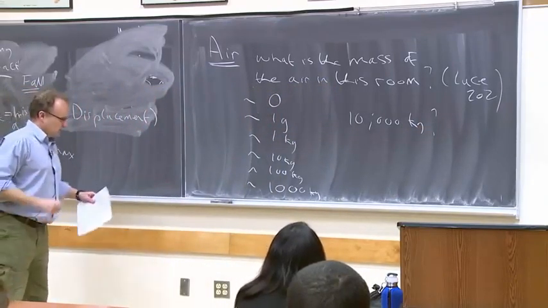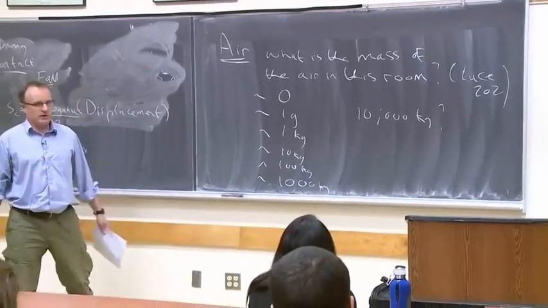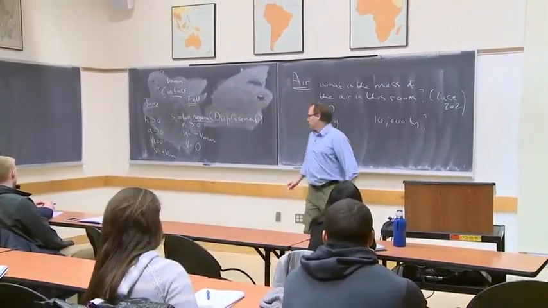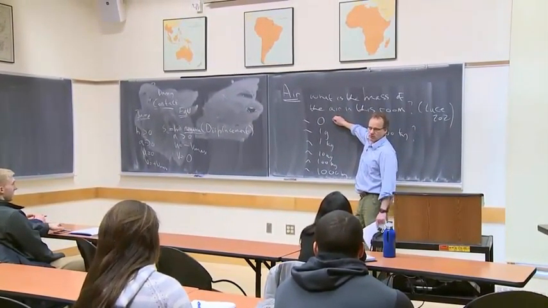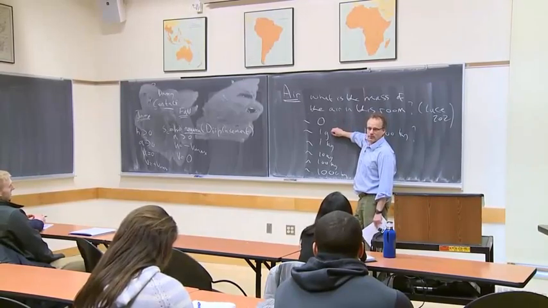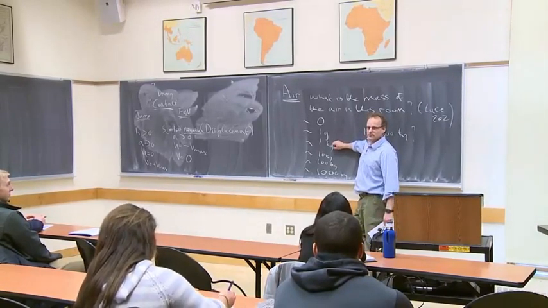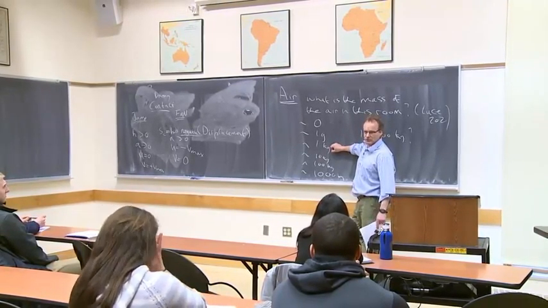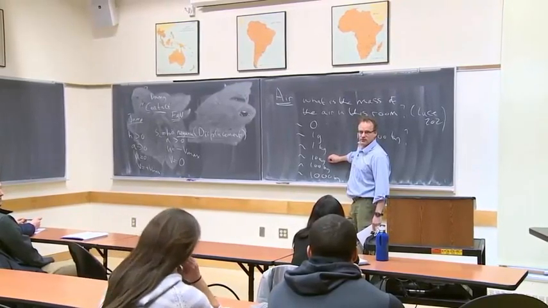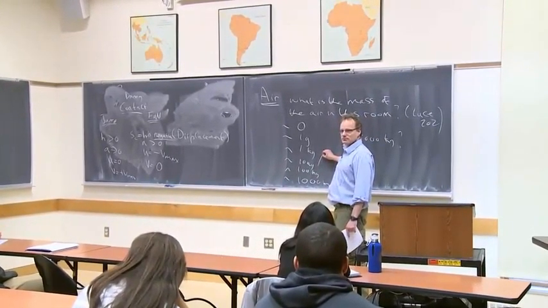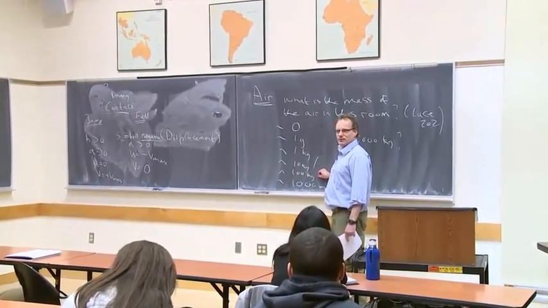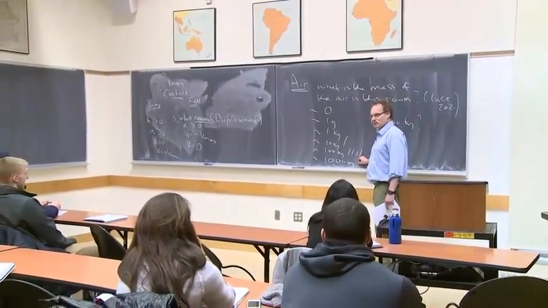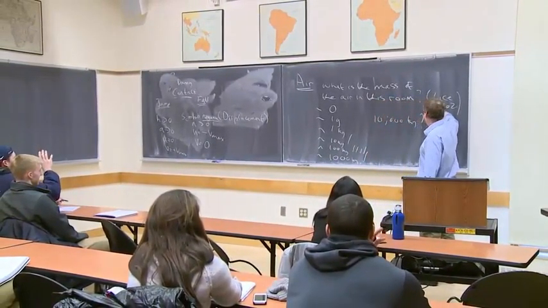So, why don't we have a vote? The mass of the air in the room, adding it all up. A vote: zero, close to zero, small. 1 gram. 1 kilogram, that's a lot, right? A kilogram's about the same as a liter of milk, maybe a pint and a half. 10 kilograms, can we go for 10? We've got a vote for 10 kilograms, any more? Nope. 100 kilograms, that's a popular one. 1,000 kilograms, 10,000 kilograms.